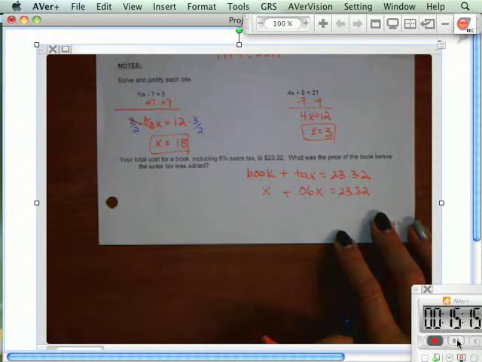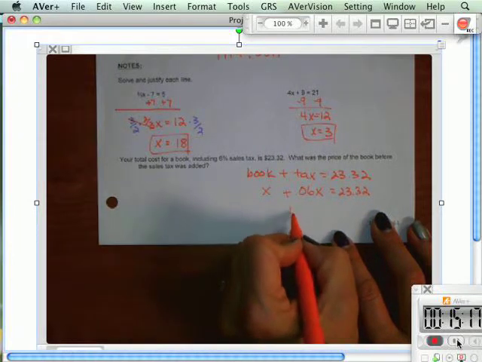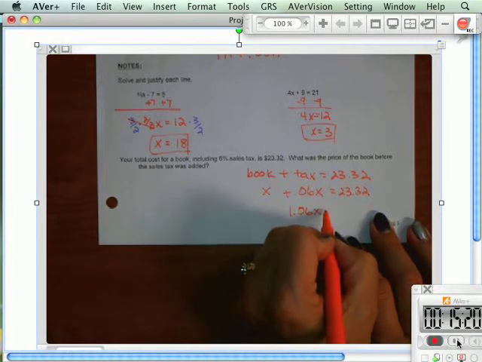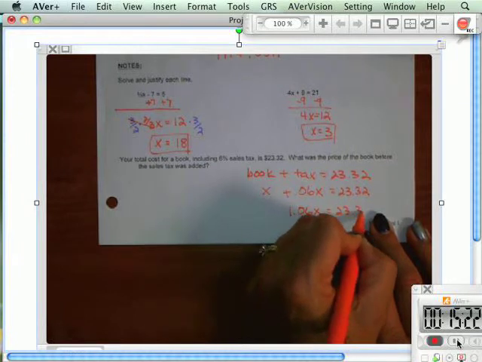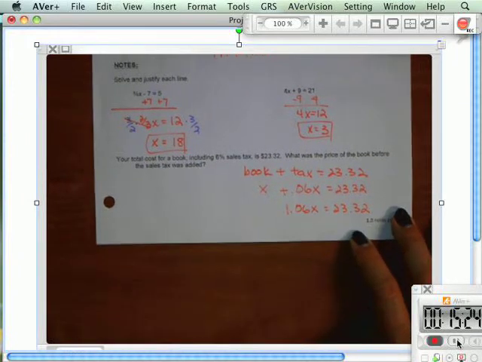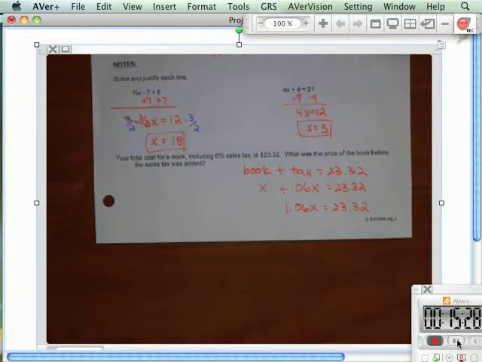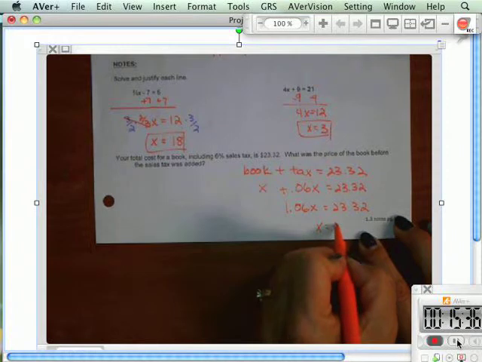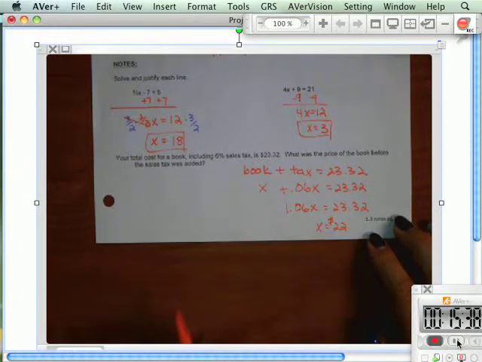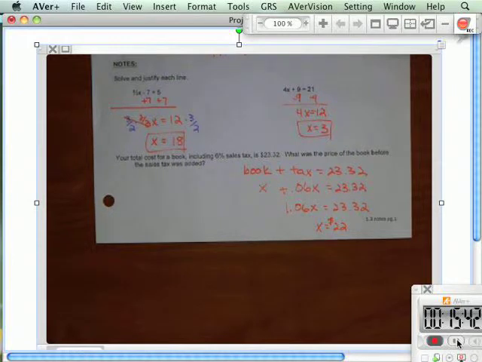Or you could just start with this. I combine those two, and then how do I get x by itself? Divide by 1.06. And x would be $22, if you round up. Okay?